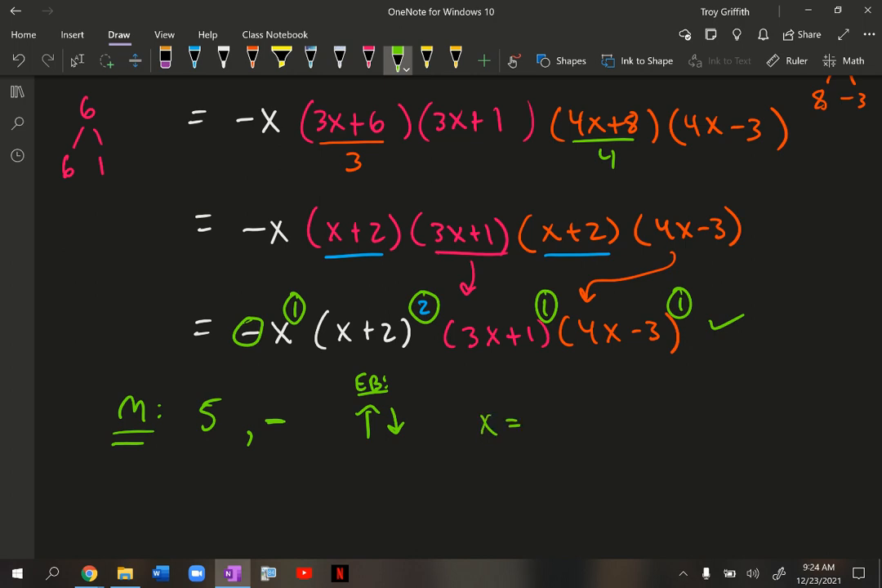In terms of x-intercepts, okay, remember, anytime I have a standalone x, that's one x-intercept at 0. This would be negative 2. Subtract 1 and divide by 3. That would be negative 1/3. Add 3 and divide by 4.